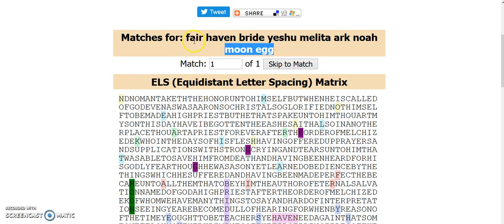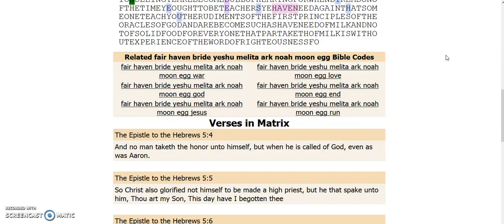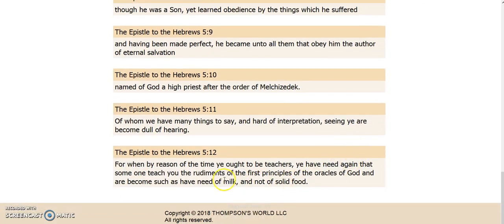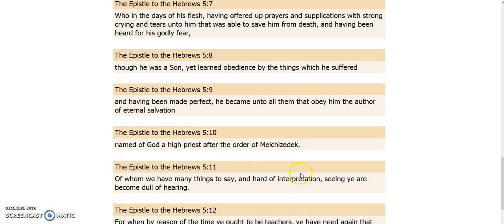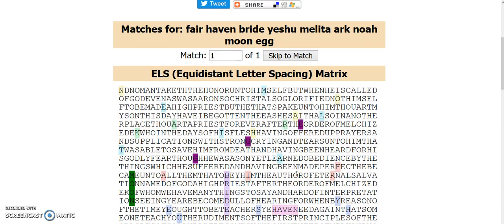Okay, this other table is one that I had done on Fairhaven, Bride, Yeshu, Melita, Ark, and Noah. And all those terms had come up. They were coming up in Hebrews 5. And it just so happened to mention the word milk over here, which I talked about earlier. It was saying how some people need milk rather than solid food when it comes to the Bible.